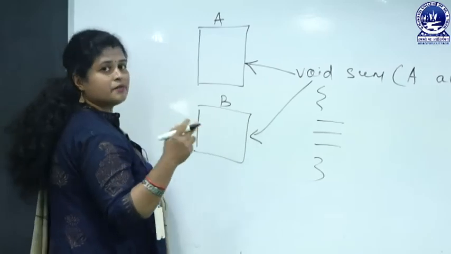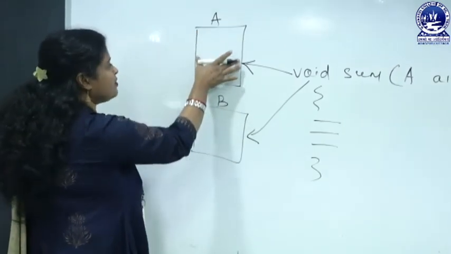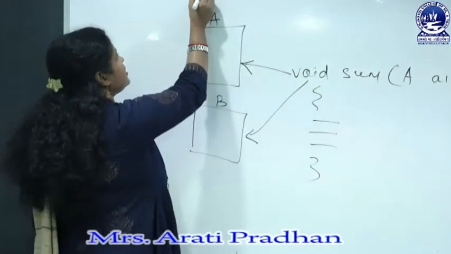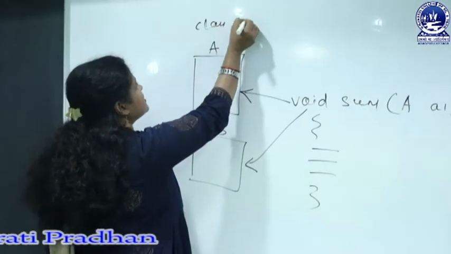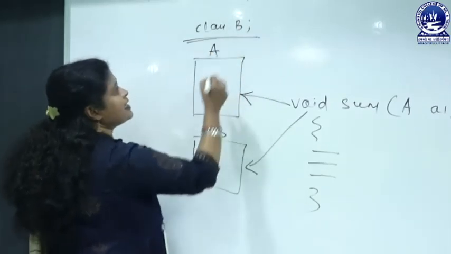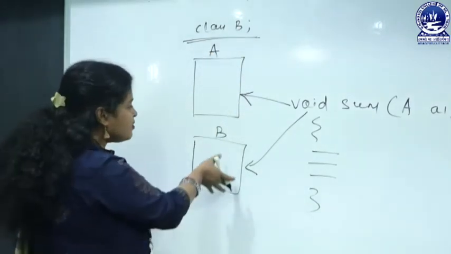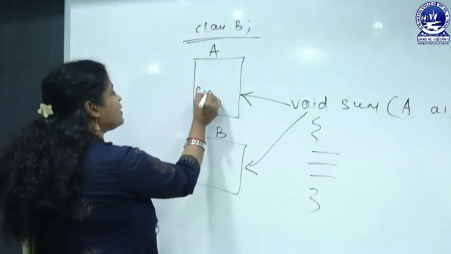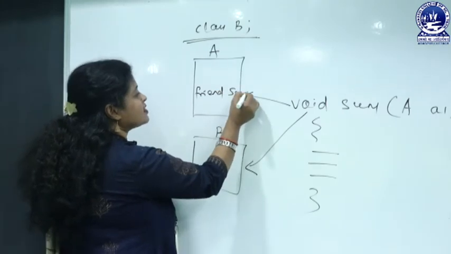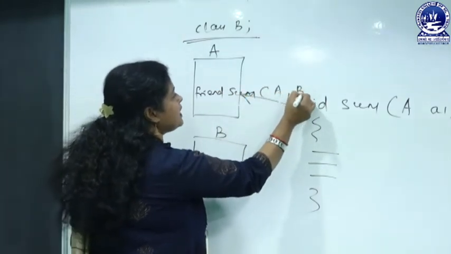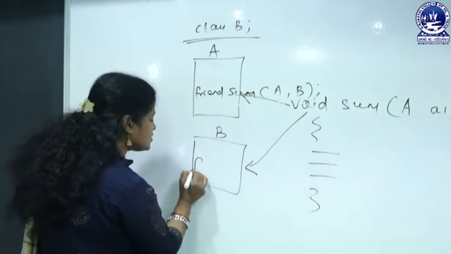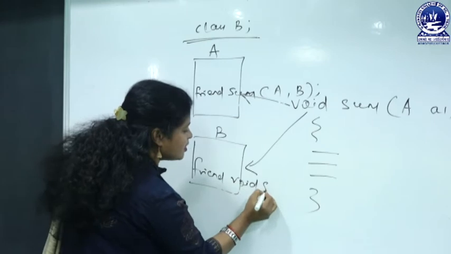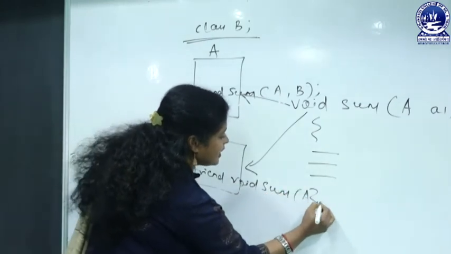In this case, what is the meaning of forward declaration? Suppose first you write class A, then you write class B. In this case, you have to write class B semicolon, and this is called forward declaration. But here you are defining class B, and when you are writing the friend function, friend void sum A, B, and here also friend void sum A and B.